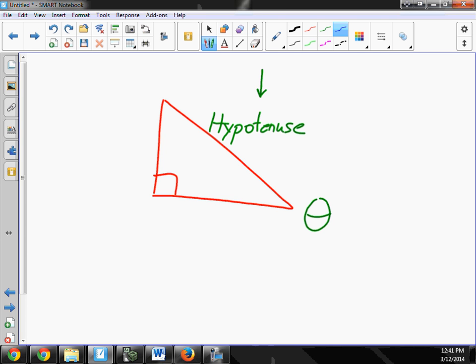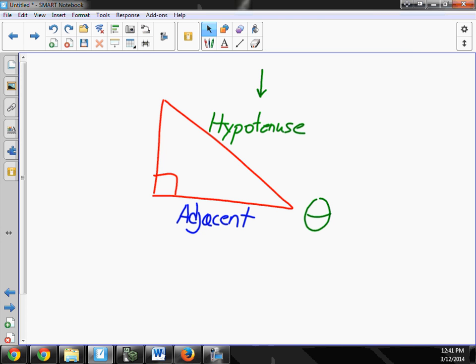So what do we call the leg that touches theta? What's the name of the side, the leg, that actually intersects theta? So this side is called adjacent. Adjacent just means next to. So you label the hypotenuse first. The adjacent side is the leg that touches theta. And then the other side is referred to as opposite.